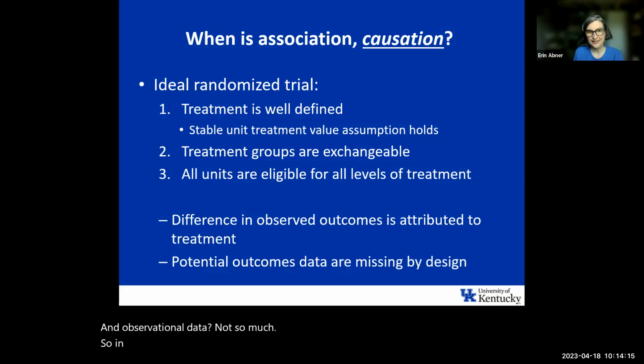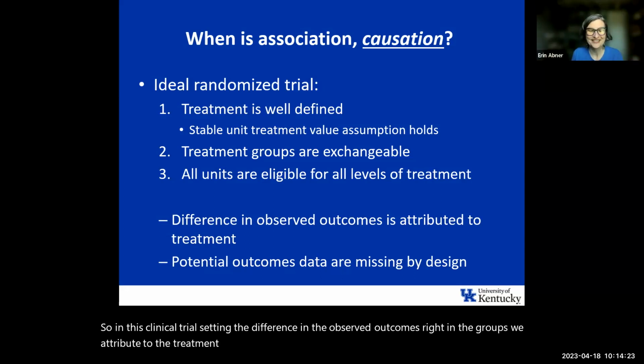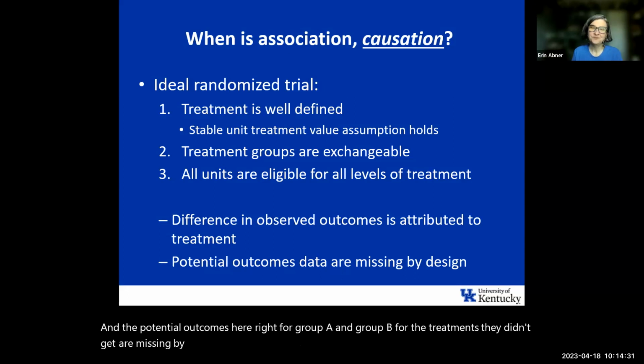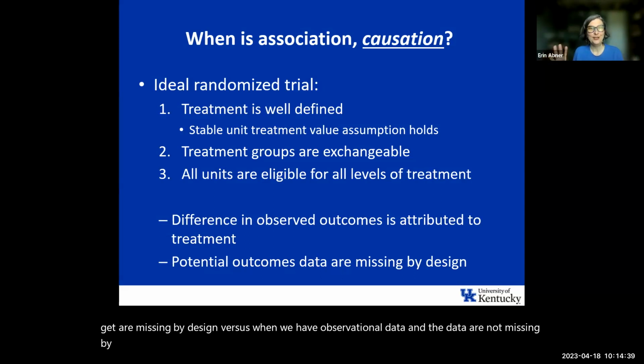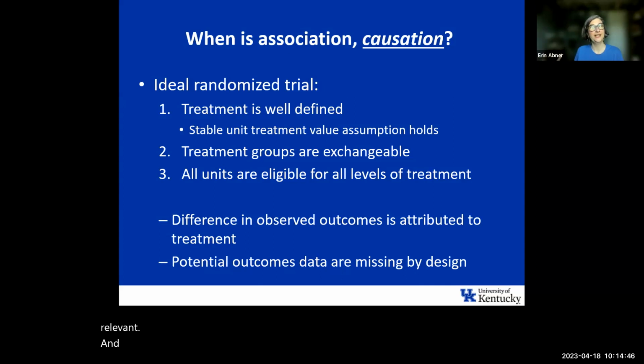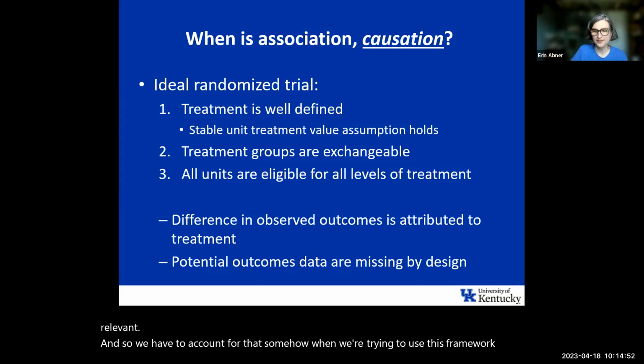So in this clinical trial setting, the difference in the observed outcomes, right, in the groups, we attribute to the treatment, assuming there is a difference. And the potential outcomes here, right, for group A and group B, for the treatments they didn't get, are missing by design, versus when we have observational data and the data are not missing by design, right? People get exposed for reasons that are meaningful and probably causally relevant. And so we have to account for that somehow when we're trying to use this framework. So how can we do that?